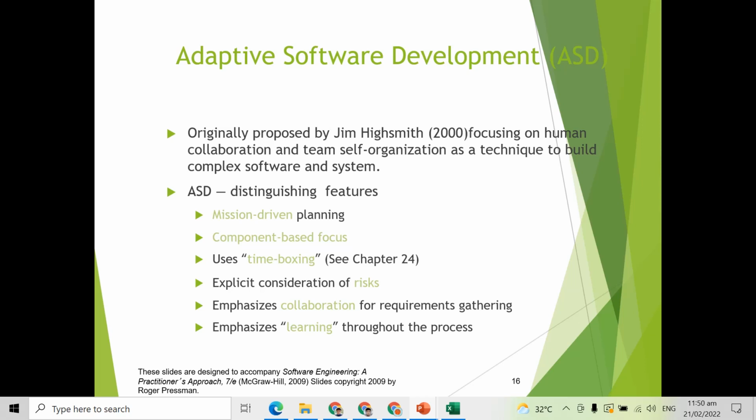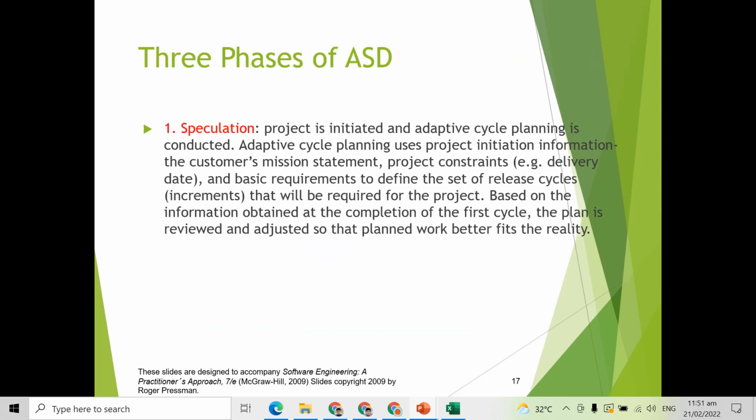these features distinguish it: mission-driven planning, component-based focus, use of time boxing, which was covered in chapter 24, explicit consideration of risk, emphasis on collaboration for requirements gathering, and emphasis on learning throughout the process. And we have the three P's of ASD. Speculation: the project is initiated and adaptive cycle planning is conducted.